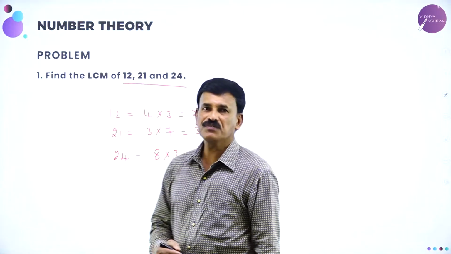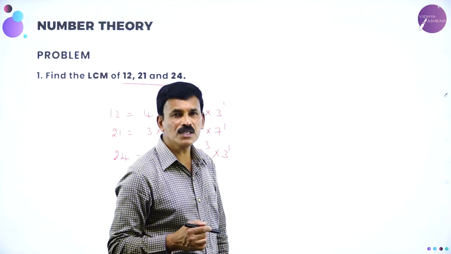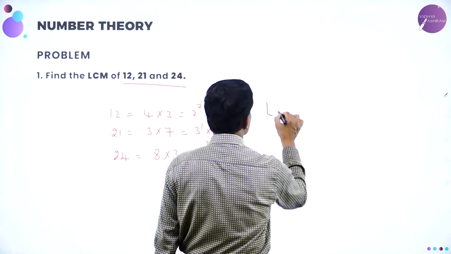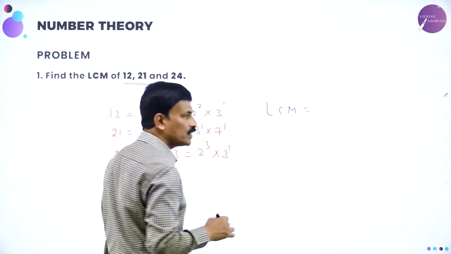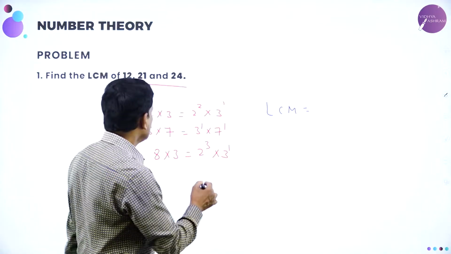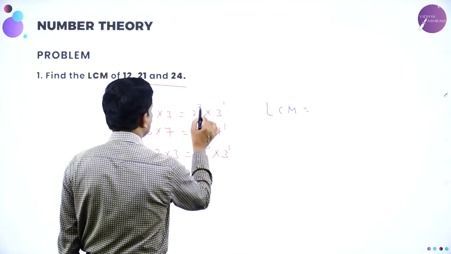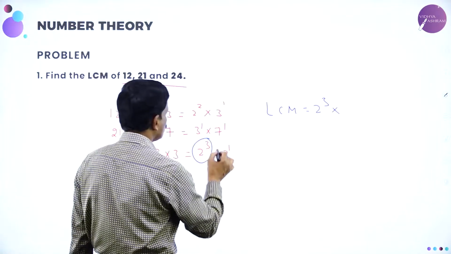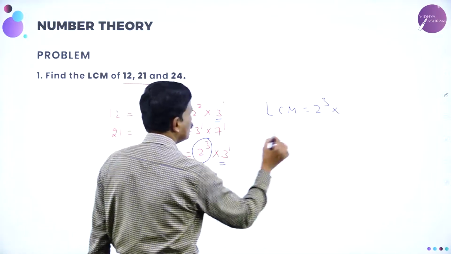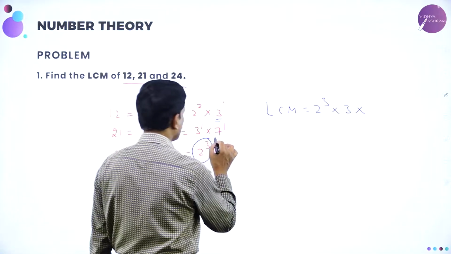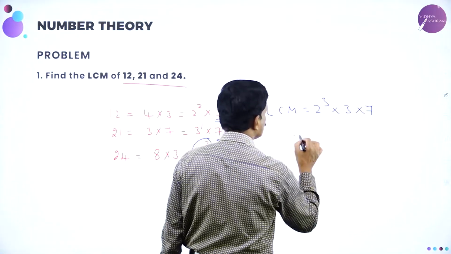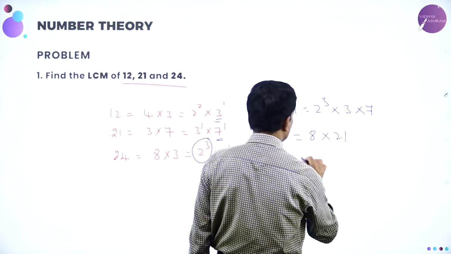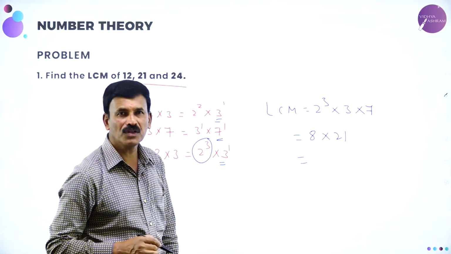Now, according to the definition, what is the LCM? LCM is the product of all the highest powers. The highest power of 2 is 2 cube, the highest power of 3 is 3 to the power of 1, and the highest power of 7 is 7. So this is 2 cube, that is 8, into 7 threes, which is 21. So this is equal to 21 into 8.